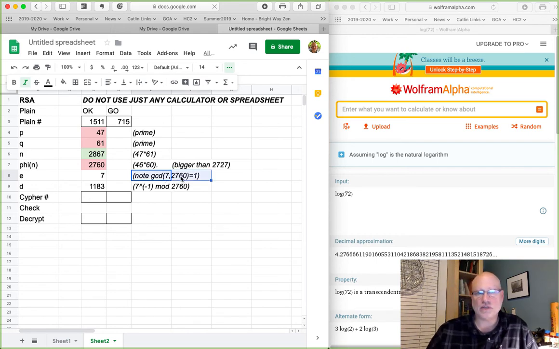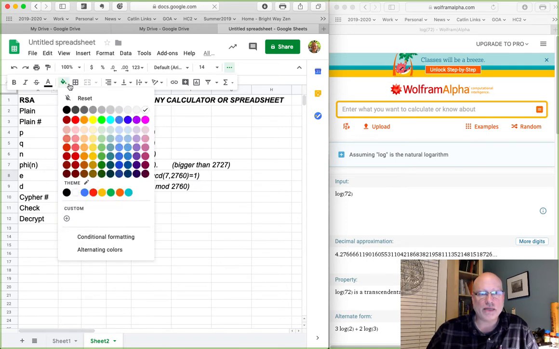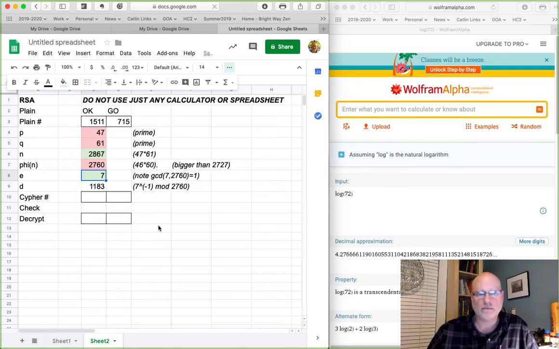We only need to make sure that that's relatively prime. That is also part of the public information. Okay, and then the last but not least is we need the decrypt. Just like we did before, I'm going to take my key, which is what I'm going to be raising things to as a power, and I'm going to take the inverse of that, mod phi.